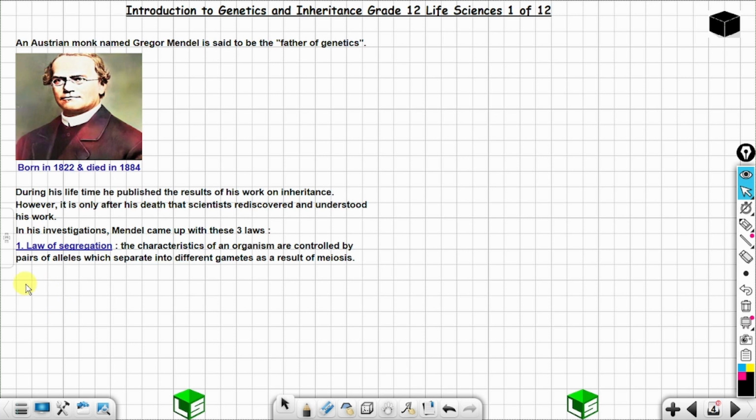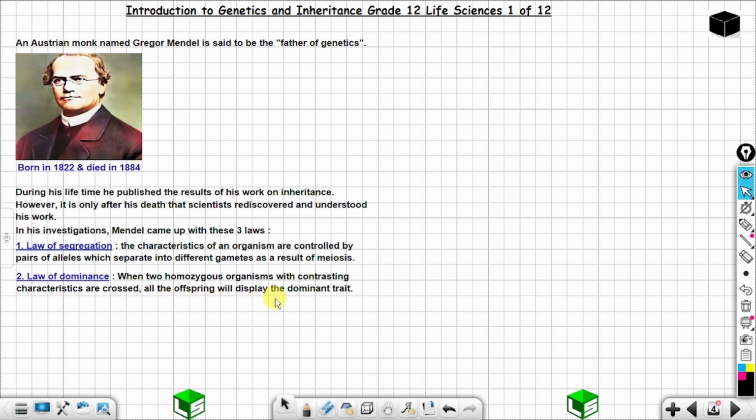We also have number 2, the law of dominance, which says when 2 homozygous organisms with contrasting characteristics are crossed, all the offspring will display the dominant trait or the dominant characteristic. So, an individual that is heterozygous for a particular characteristic will have the dominant trait as the phenotype. Let me show you.